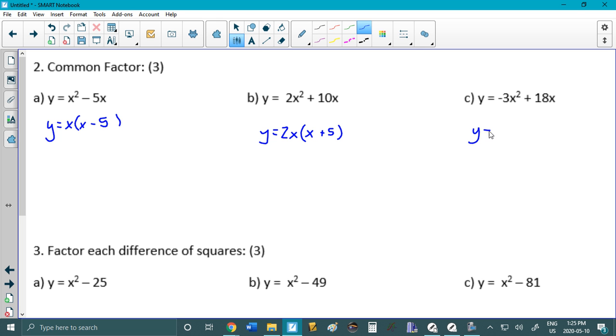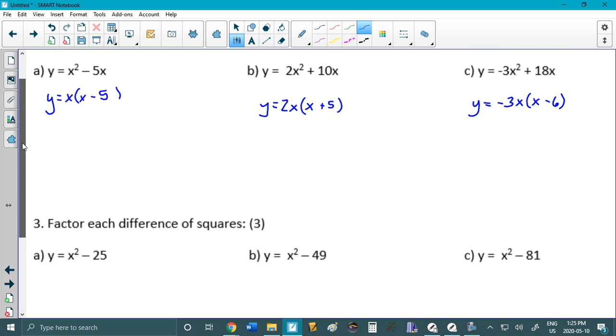Next one, whenever we have a negative out front, we always take out the negative. In this case, we can also take out a 3 from both terms, because 3 divides into 3 and 18. They both have an x, so we can take an x out of both. For this one, we're left with an x. And then 18x divided by negative 3x is negative 6. Because positive 18 divided by negative 3 is negative 6. And x divided by x cancel out.